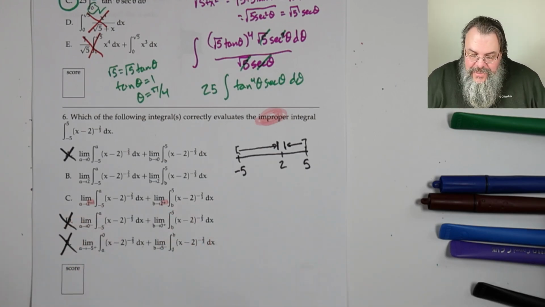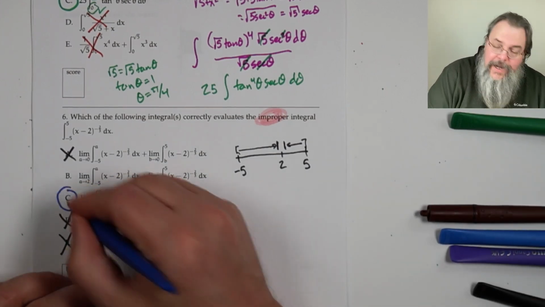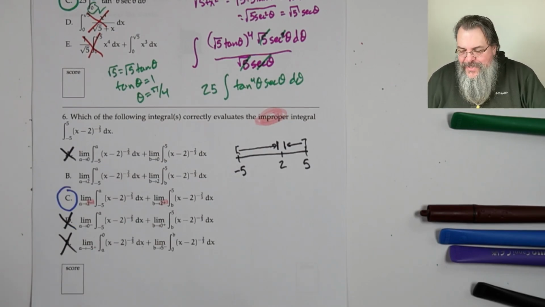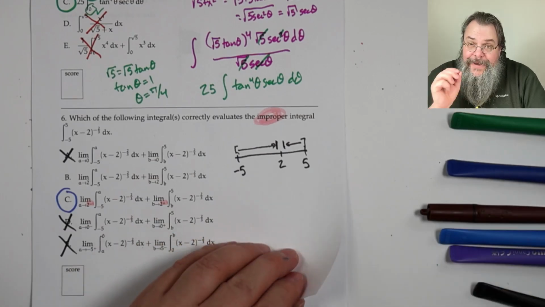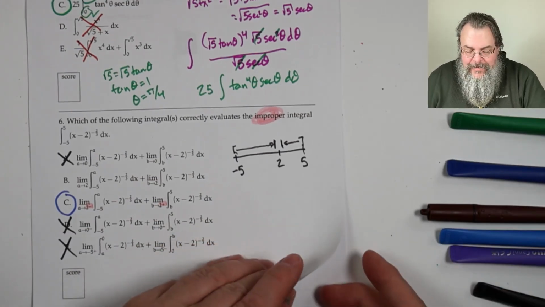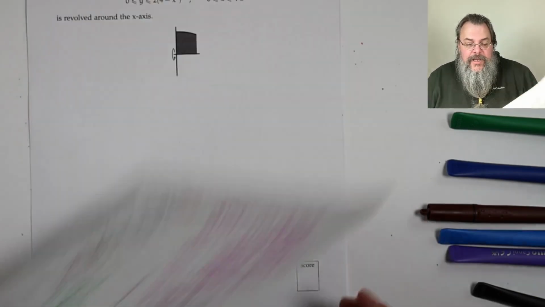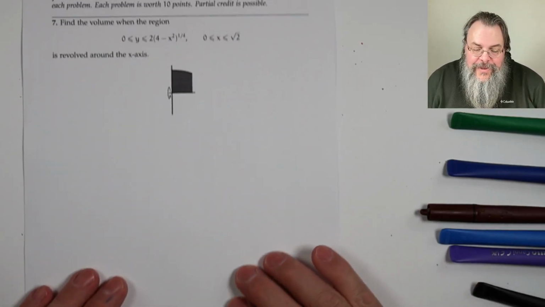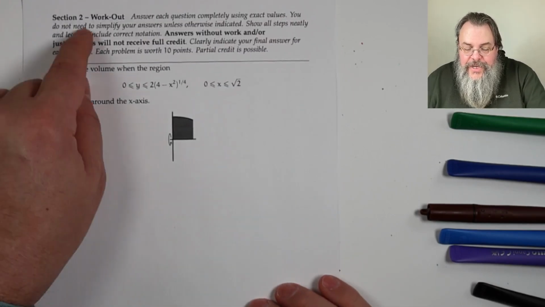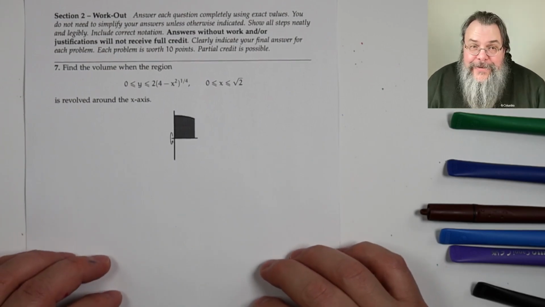So the answer is C. If you put B, I feel for you. Oh my gosh, it's super, super tempting, but you have to be really careful with these improper integrals. They can throw you for a loop. All right, well, that takes us out of the multiple choice part on to section 2, workout. So now we've got the long answer problems.